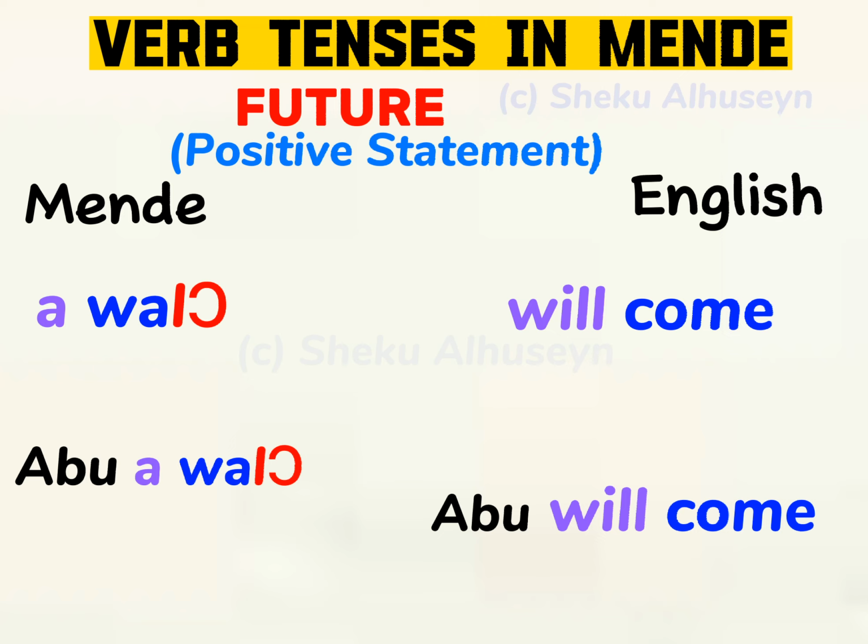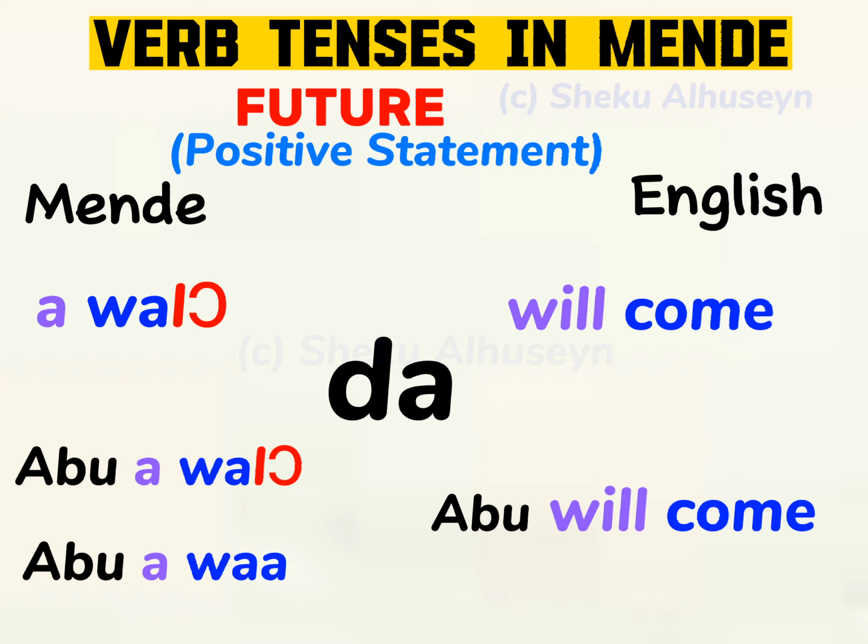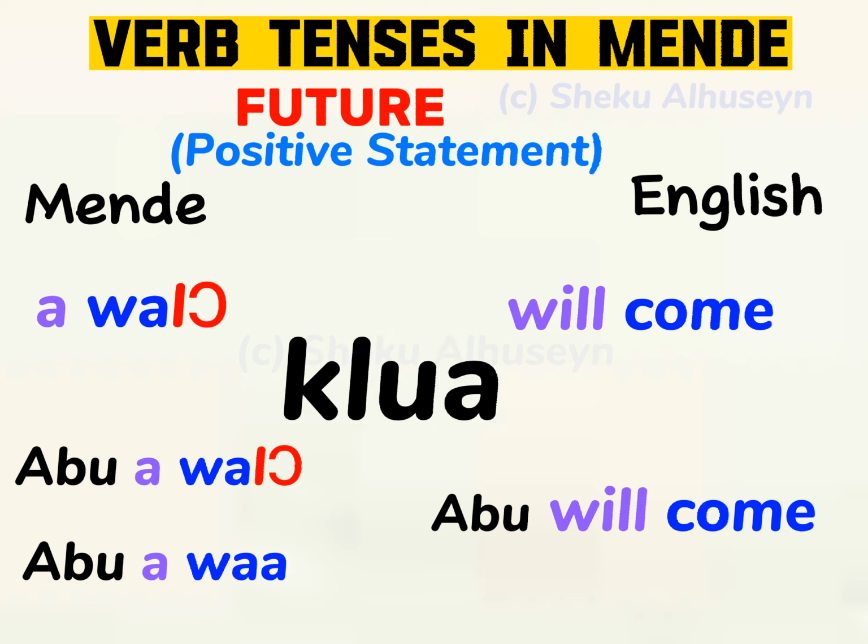Also, know that elision is used here. As in, Abu awalo becomes Abu awa. So the lo is elided and the a sound is elongated. And that is if the verbs end in a, as in wa, da, pa, kla, and etc.